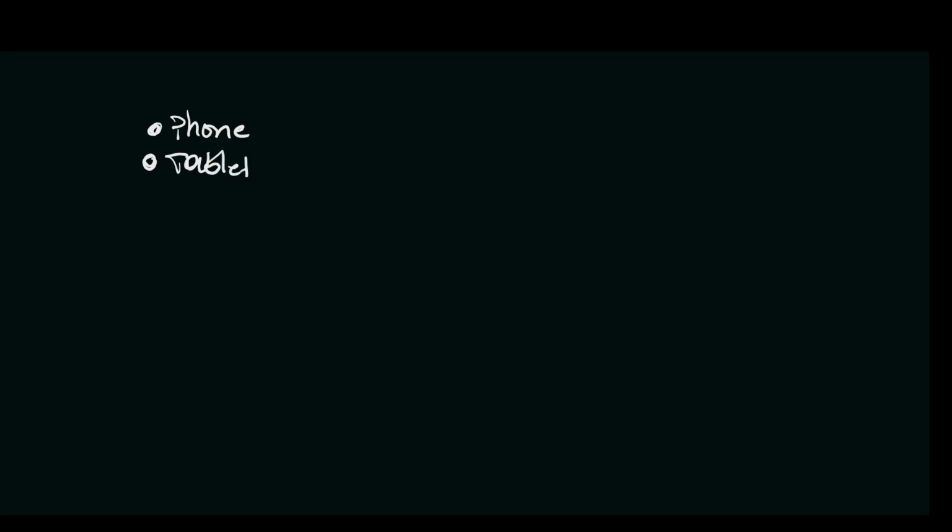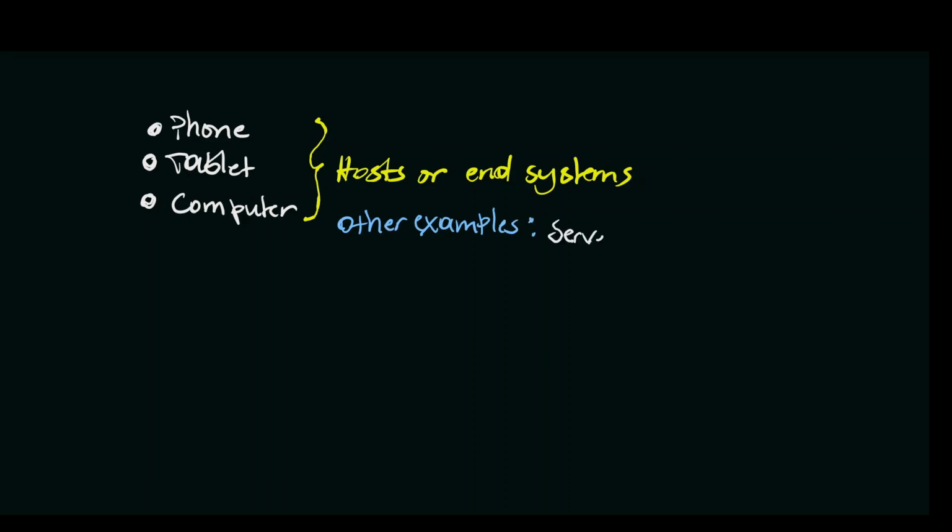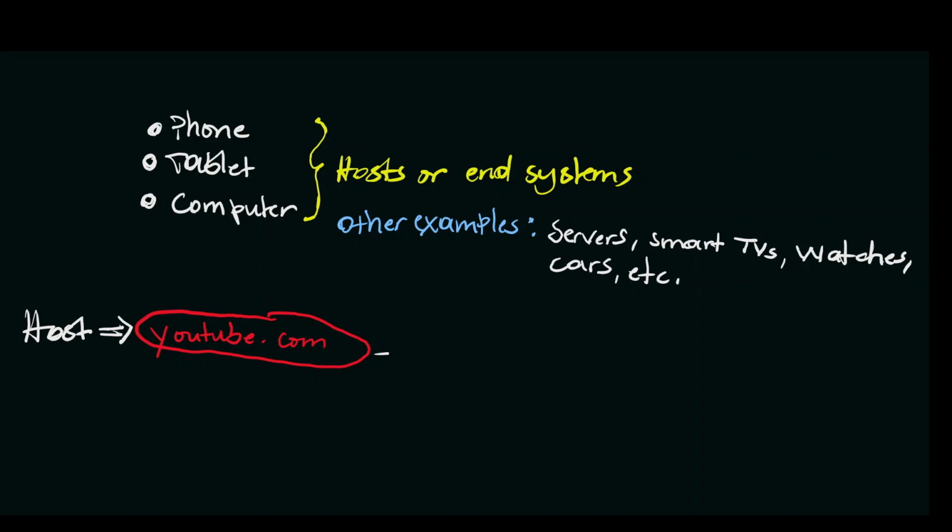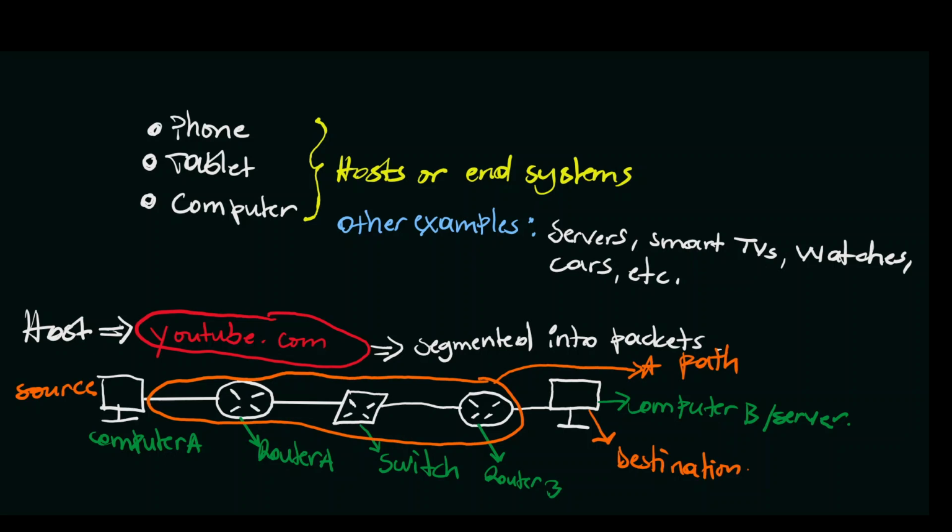Suppose you have a phone, a tablet, or a computer in front of you right now, which are also known as hosts or end systems. Other examples of hosts are servers, printers, smart cars, smartwatches, etc. The moment you type the address youtube.com and hit enter, your host segments that request into packets. Then it takes a path, which is a set of routers, switches, and communication links, where your packet will pass all the way to its destination server, which holds the web pages and the content that you were seeking. Keep in mind that the destination devices are always hosts or end systems, whatever you want to call them.